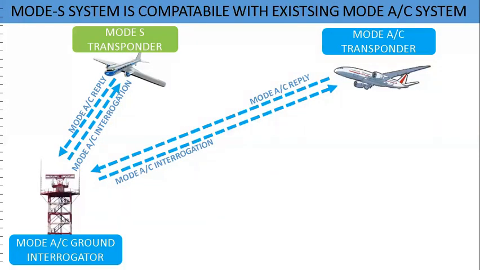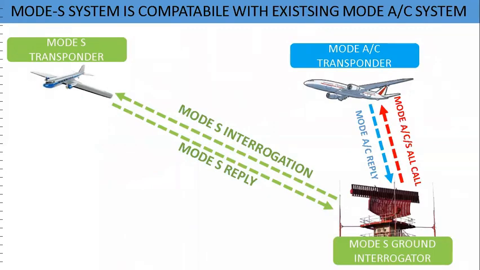This SSR Mode S system is compatible with the existing Mode A, Mode C system. A Mode S airborne transponder will reply to the interrogations received from the Mode A, Mode C ground station. A Mode S ground sensor can interrogate Mode A, Mode C and Mode S aircraft, as well as receive and process the reply from Mode A, C, S transponders.